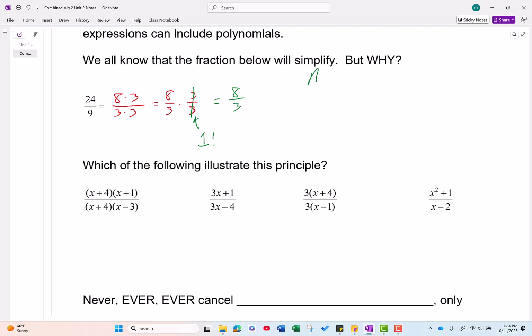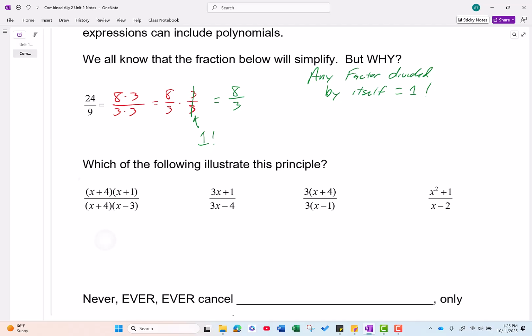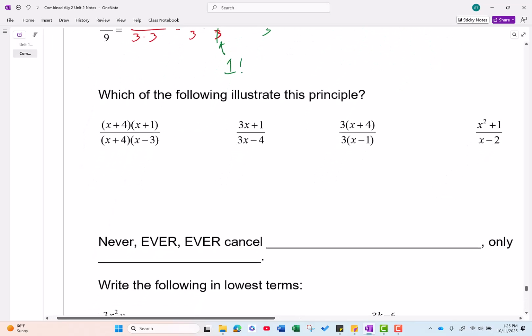All right, so remember, any factor, that could be a number, a variable, an expression, divided by itself equals 1. That's the principle that we're going to use. So we're going to take something that's more complex, factor it out, see the like factors that are above and below the quotient line, and then cancel them out. So let's see which of these that applies to. This is going to help us to clarify what is and is not truly a factor.